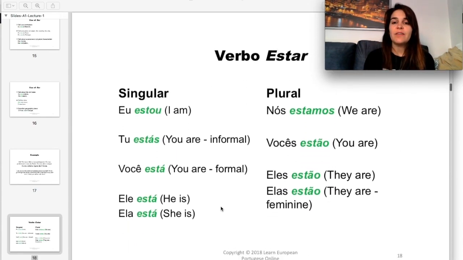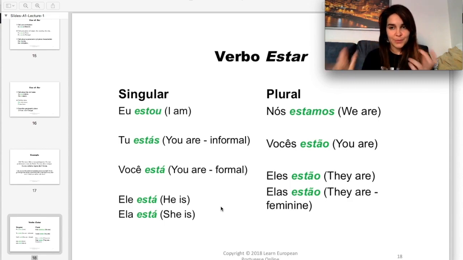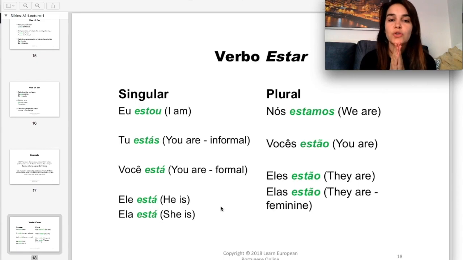So then we have the other kind of the verb to be, which is the verb estar, and this is the conjugation. Eu estou, I am. Tu estás, you are, informal. Você está, you are, formal. Ele está, he is. Ela está, she is. Then we have the plurals. Nós estamos, we are. Vocês estão, you are. Eles estão, they are. Elas estão, they are feminine.